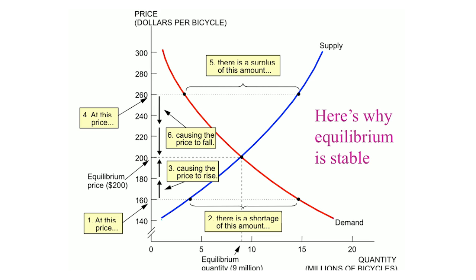The quantity demanded at 160 is a lot more than the quantity supplied at that point. So the supply at 160 is less than the demand. That represents a shortage. There's a shortage of bicycles at this point.